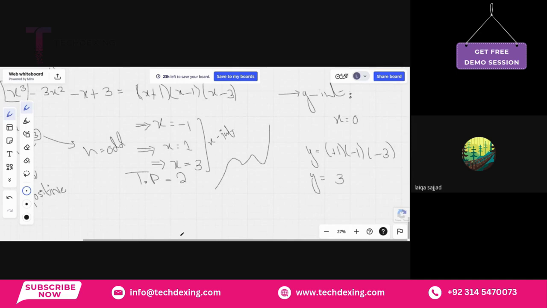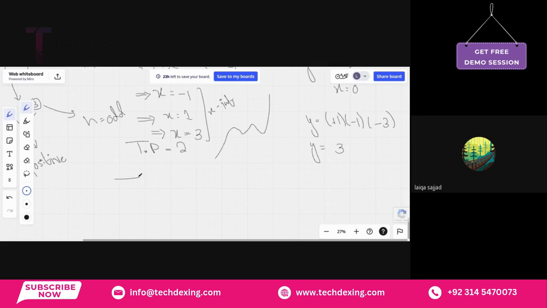So we can see that the turning points should be 2. We have got this information: the graph will cross the y-axis at 0, 3, and we also analyzed that the graph will cross the x-axis at points minus 1 and 0, then at point 1 and 0, and then at point 3 and 0.